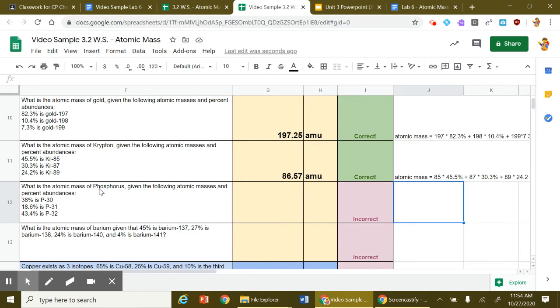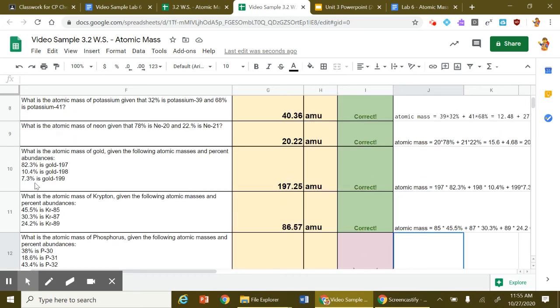Now, guys, if you end up with a number that is not between the lowest and highest masses, then something is wrong. And you have to go back and double check your calculation. The most common mistakes are forgetting to include a percent sign. So instead of, for example, multiplying krypton 89 by 24.2%, you multiply it by 24.2, and you end up with something 100 times bigger than you should. Okay, that's the most common mistake.